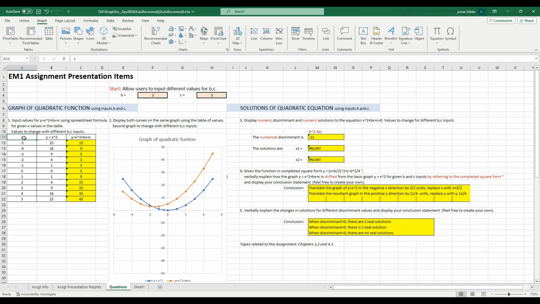And then I would highlight the entire values over here and make this into a graph by going to insert and choosing the scatter graph over here. And once I've done that, you see I made my graph here for question 2.